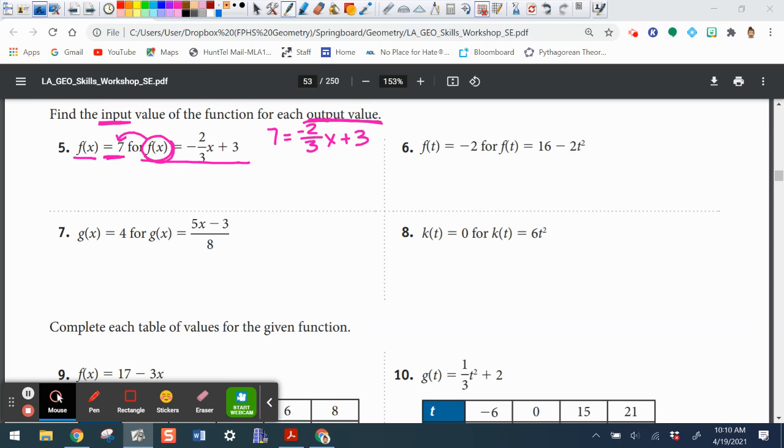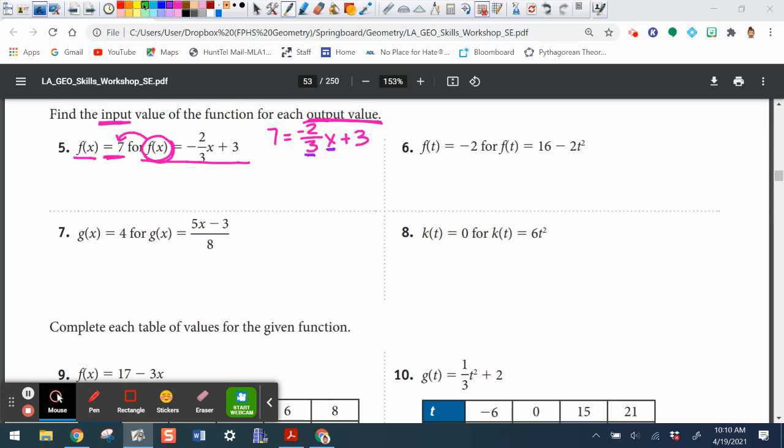Now notice what we're solving for. We're actually solving for x, which in this case would have been our input value. So we're literally doing the exact opposite. We're still going to perform our order of operations in the same way. So we need to solve for x. Here's my advice. If you don't like fractions, let's go ahead and multiply everything to get rid of this fraction. That is definitely a possibility there.